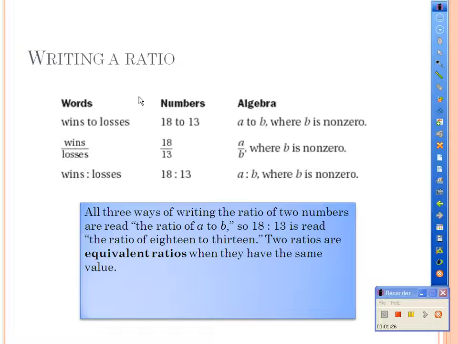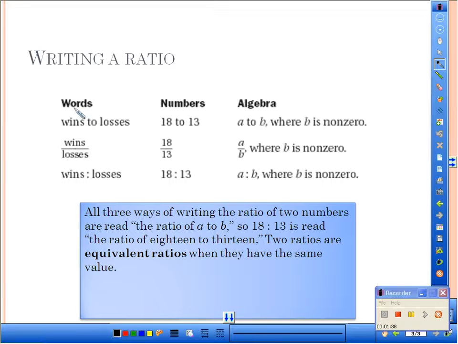Let's talk about different ways to write a ratio. First, you can write a ratio using words. The second way you can write a ratio is using numbers. And the third way is by using algebra.